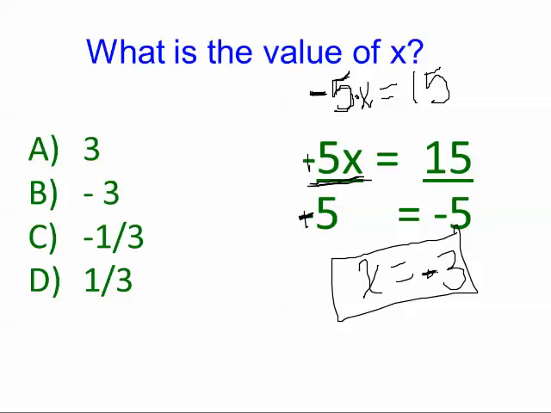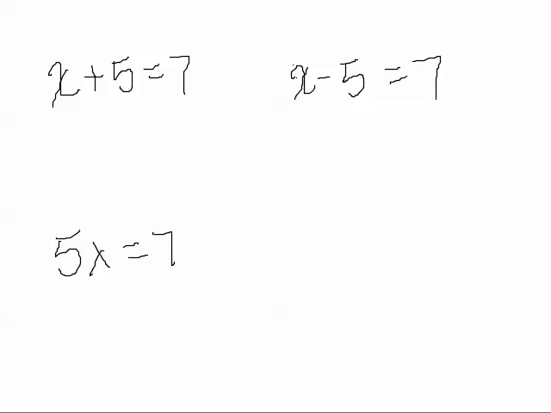And I'm going to point that out again. Let me show you a new page. If I say x plus 5 equals 7 versus x minus 5 equals 7 versus 5x equals 7 and negative 5x equals 7. These are the ones I want to look at because each one has a different thing going on. This one's being added to, this one's being subtracted. This one's being multiplied by a positive, this one's being multiplied by a negative.